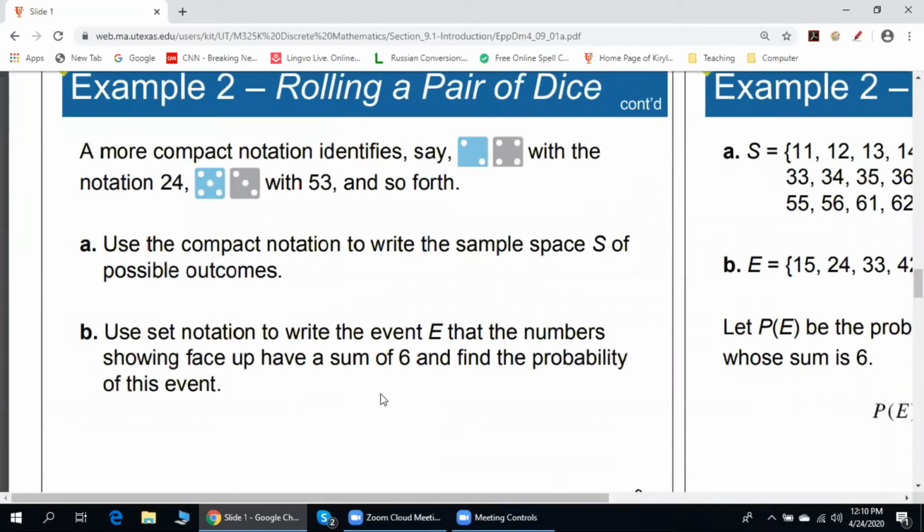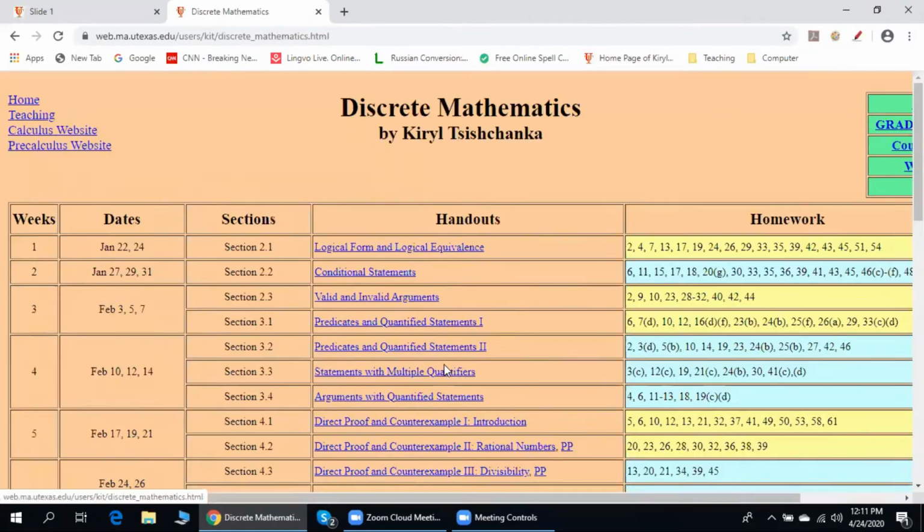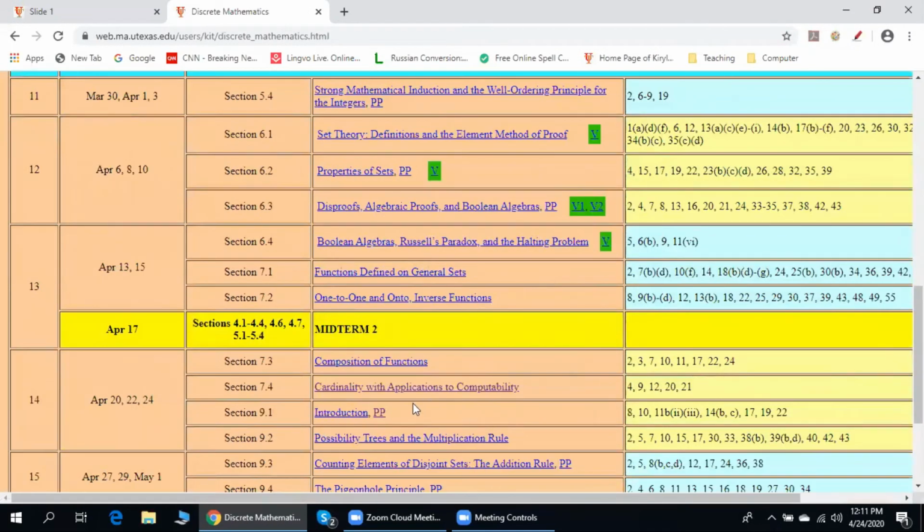So let us put pieces together. Please take a look at the following example. Let us roll 2 dice. Question number 1, use the compact notation to write the sample space S of possible outcomes. So let me put 2 slides together over here.